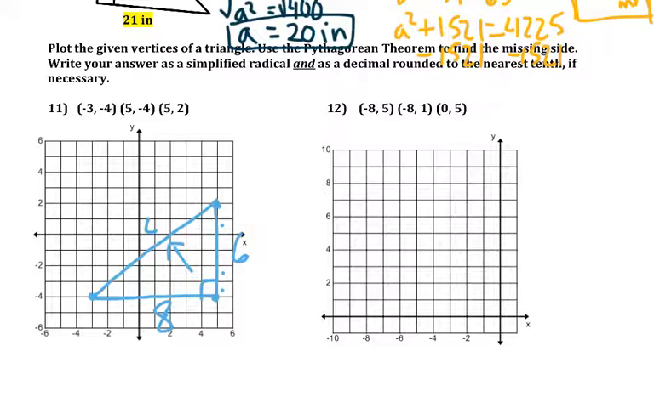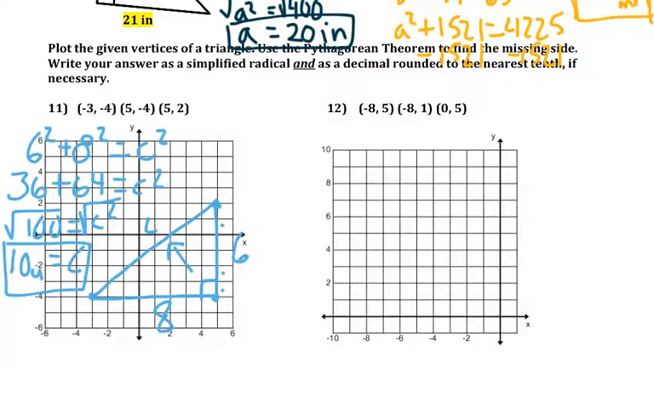Now we're going to find the missing side length, the hypotenuse, by substituting what we know into the Pythagorean Theorem equation. So the equation that we'll have is 6 squared plus 8 squared equals c squared. So 6 squared is 36, 8 squared is 64. So we have 36 plus 64 is equal to c squared. Then we're going to add those together, which gives us 100 is equal to c squared. And then take the square root. And we find that c is equal to 10, or 10 units. So the hypotenuse is 10 units long.